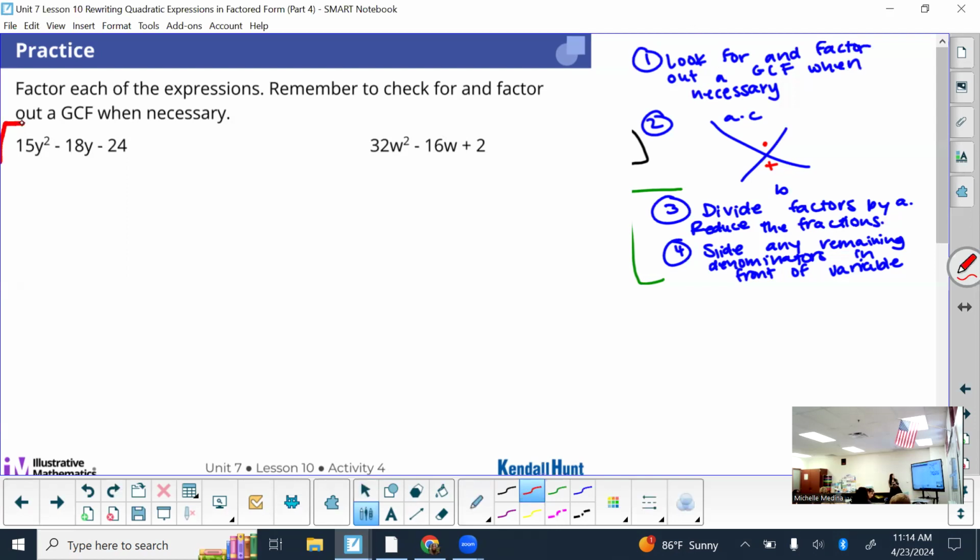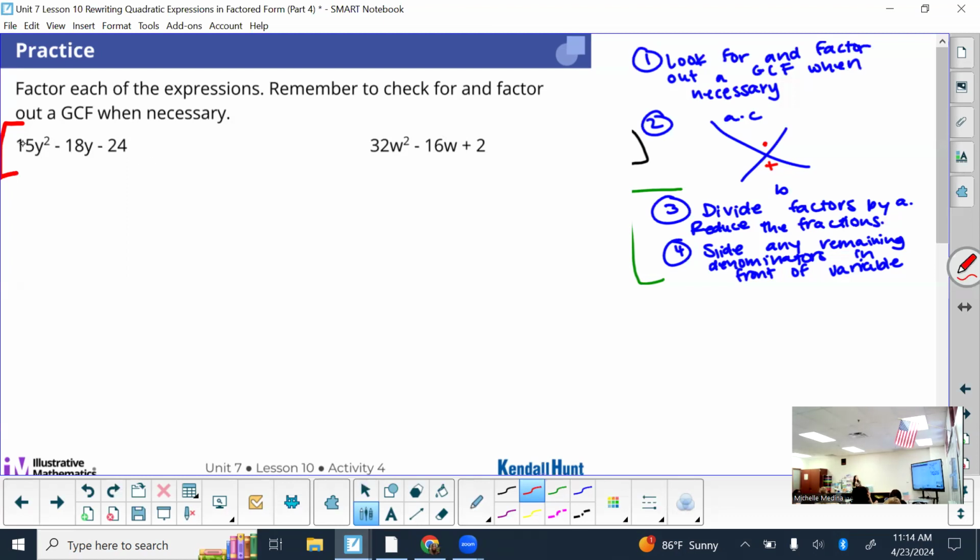So look at this one first. Don't tell me what the GCF is, just think about it. Everyone needs to participate. I'm not joking. Hold on, everyone listen. GCF between 15, 18, and 24. Think about it, don't shut it out. Greatest common factor between 15, 18, and 24 is what? 3. Okay, it is 3.